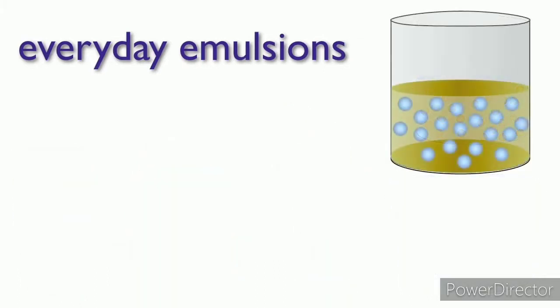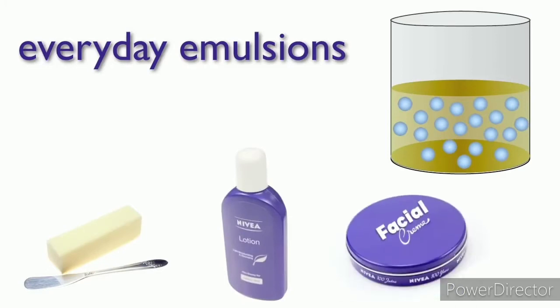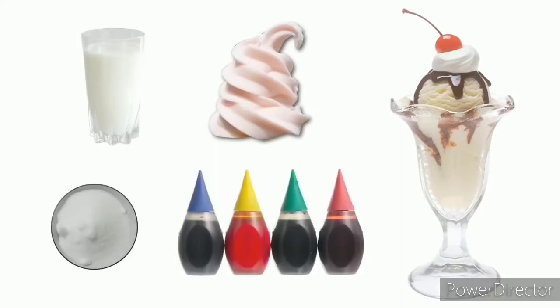However, an emulsion also exists when water droplets are present in oil, for example margarine, lotion and facial cream. Most importantly, I would say the world famous emulsion could be your ice cream. What are the ingredients needed to make it? That could be milk, cream and sugar, and of course coloring is also needed.